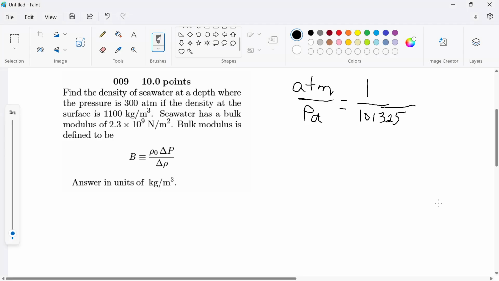Here's a question about liquids. It says, find the density of seawater at a depth where the pressure is 300 atmospheres. If the density at the surface is 1,100 kilograms per meter cubed, salt water has a bulk modulus of 2.3 times 10 to the 9th newtons per meter squared.